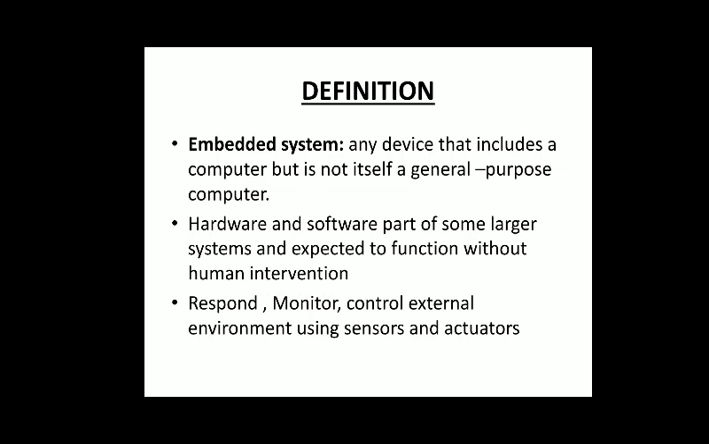Any device that includes a computer but is not itself a general purpose computer is called an embedded system, like your mobile phone or an ATM machine. Hardware and software are part of some larger system and expected to function without human intervention, like some automated robot, anything that needs a brain to operate on its own to do some work for humans.